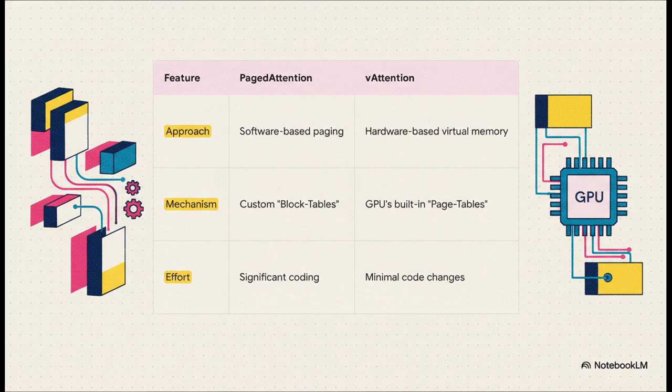All right, so let's just do a quick side-by-side. Paged attention was the big breakthrough, right? It built a custom paging system completely in software. vAttention was the elegant next step, taking that same job and offloading it to the GPU's own hardware. They both tackle the exact same problem, but vAttention really points toward a future where we're working with the hardware, not just building on top of it.